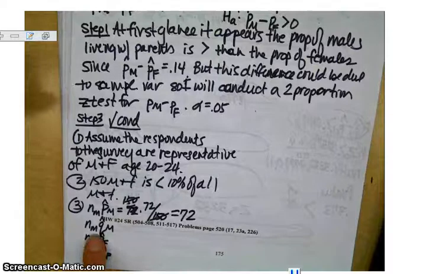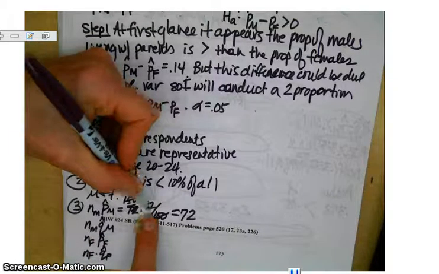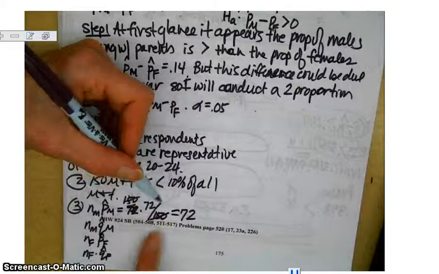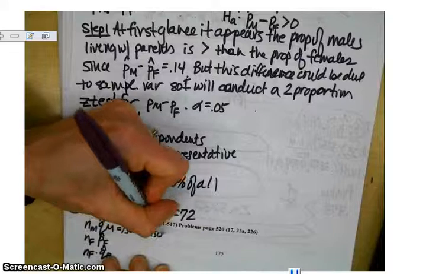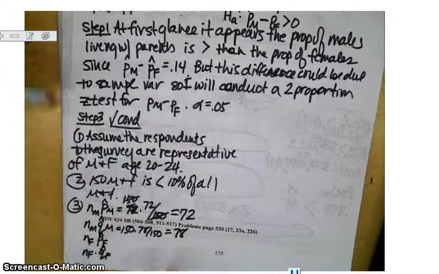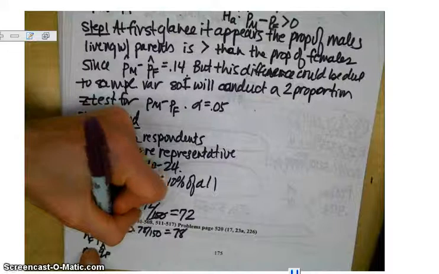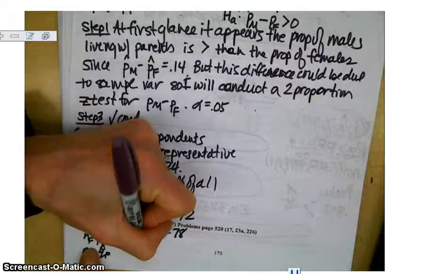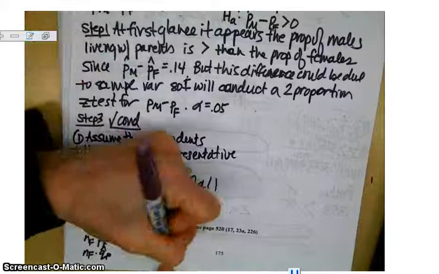And then Q, if P is 72 out of 150, Q is what, 78? So this would be 150 times 78 out of 150. Do you see the pattern? The 150s just cancel. Then for the females, there were 150 females times 51 out of 150 who lived at home, so 51, and then the other one's going to be 99.